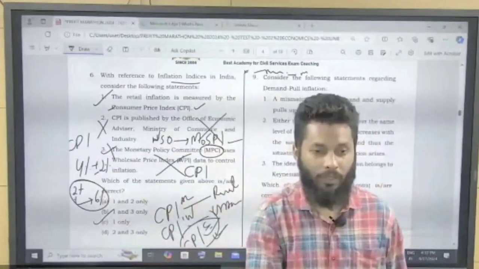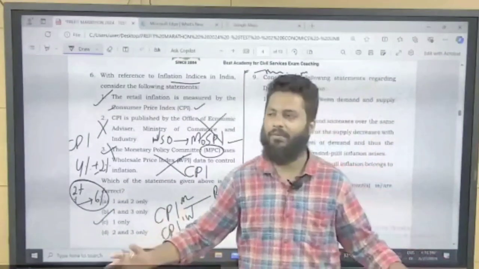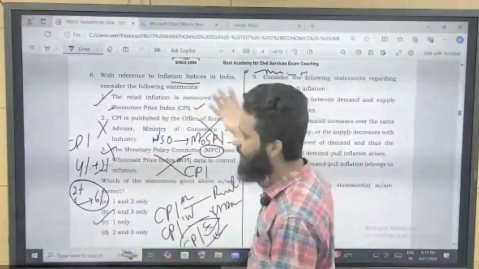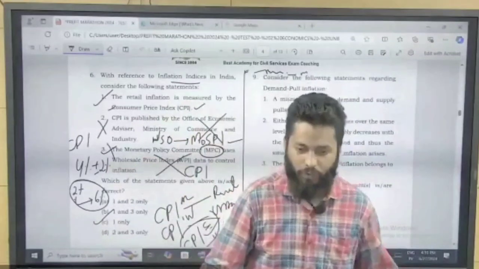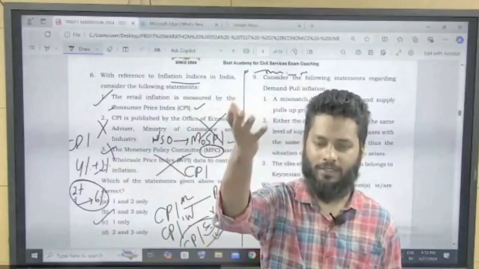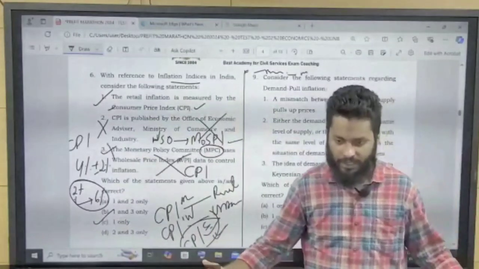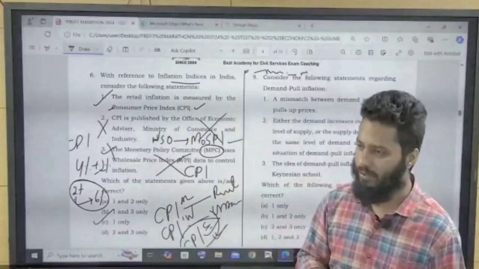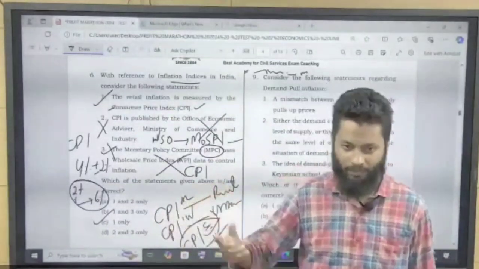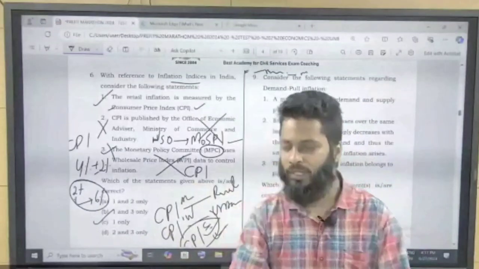So what will happen? Too much money will chase too few goods. That will cause inflation. Because you have money and you want to buy a product, but that product is scarce, the price will increase. That is demand pull inflation. You have money, but production is not happening at the level being demanded, so too much money chases too few goods. That is demand pull inflation.